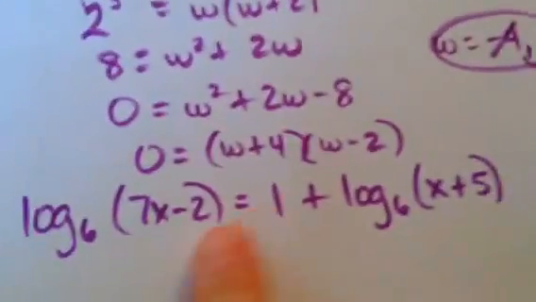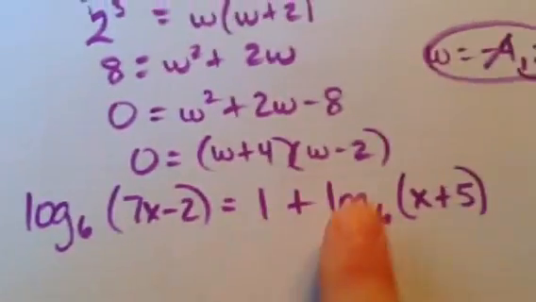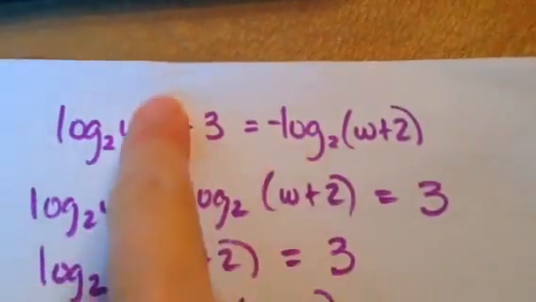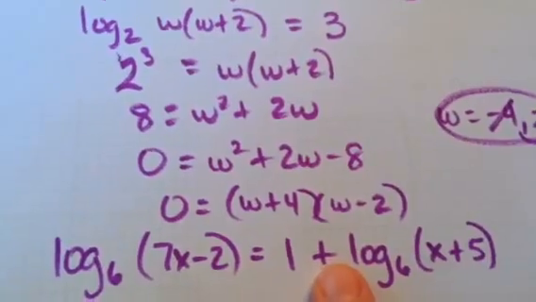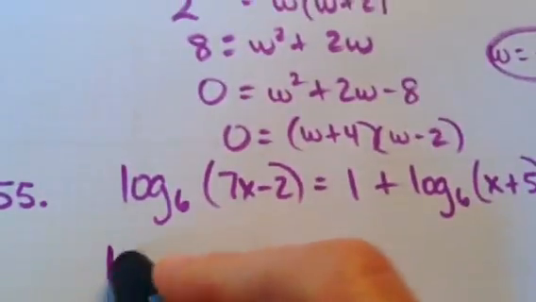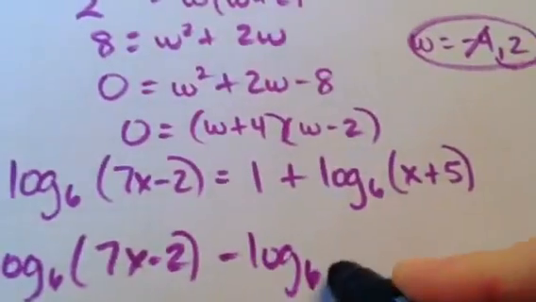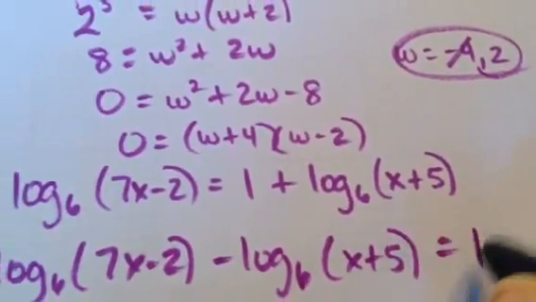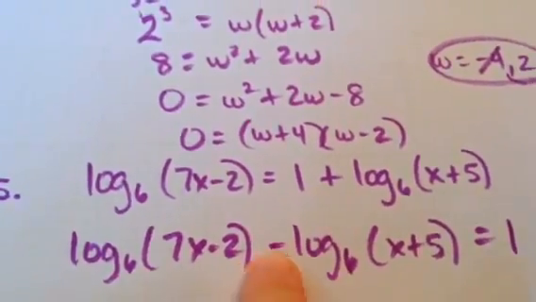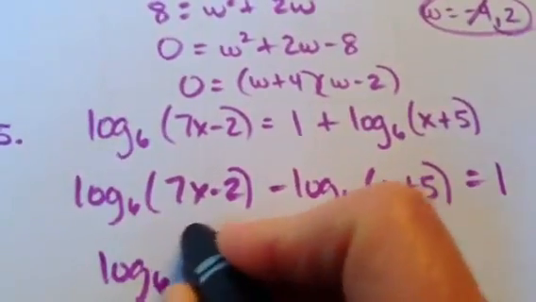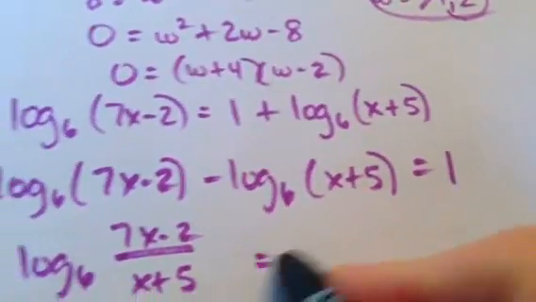All right. Again, I have a log on this side and a log on this side, but I have my number over here. So just like I did here, I'm going to get my logs together and my constant on the other side. Since I'm adding on this side, when I move it over here, I'm going to be subtracting. So I've got log base 6 of 7x minus 2, minus log base 6 of x plus 5 equals 1. Now remember, you can take the 2 and make them 1 as long as they have the same base. Since I'm subtracting here, I will be dividing over x plus 5, and that's going to equal 1.